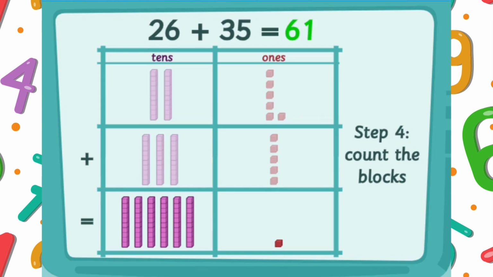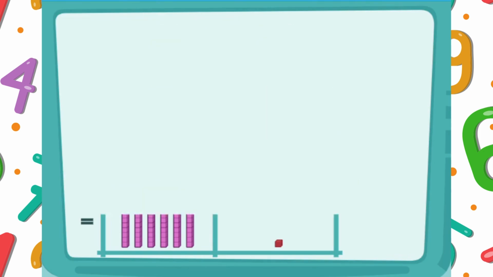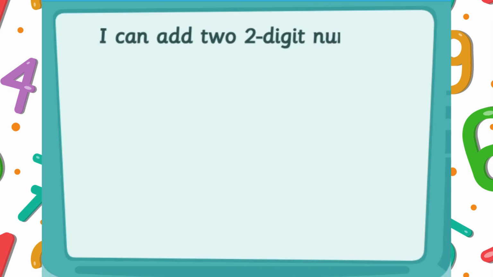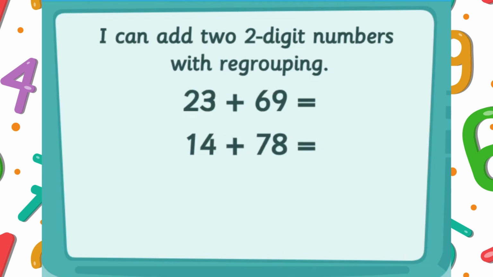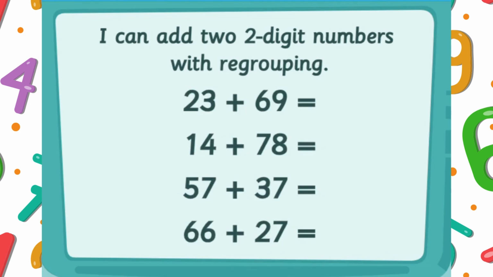By partitioning the numbers into tens and ones and representing them with place value blocks, Sten has been able to add two two-digit numbers together using regrouping. Why not have a go at adding some two-digit numbers using regrouping like Sten?